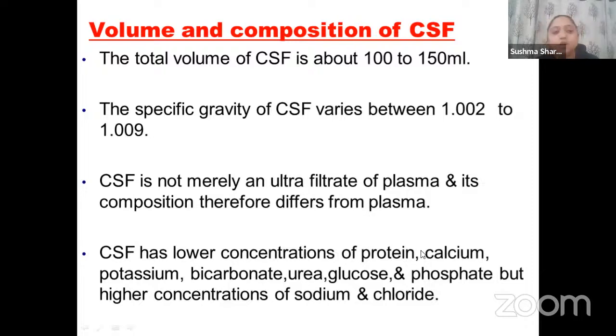CSF has very low concentrations of protein, calcium, potassium, bicarb, urea, glucose, phosphate, but it has higher concentrations of sodium and chloride. Why are sodium and chloride high? Because it draws water, and that is what is providing the fluid content for CSF. If you've understood how the CSF is getting produced, writing the composition is not difficult. Except for sodium and chloride, everything else, whether it is protein, calcium, or anything else, is reduced in CSF.